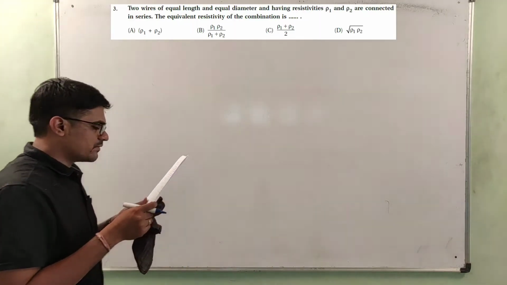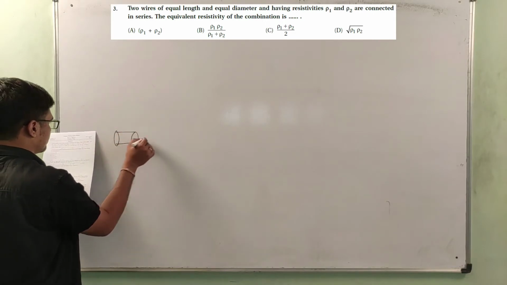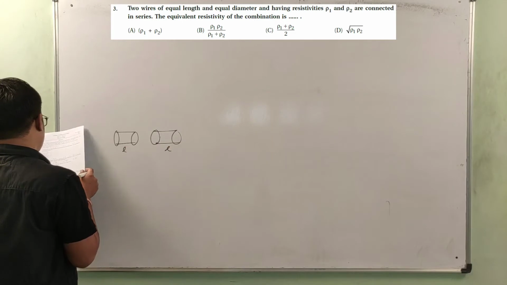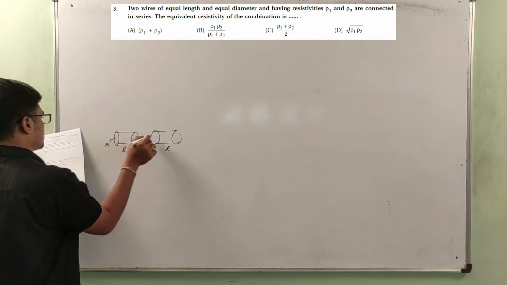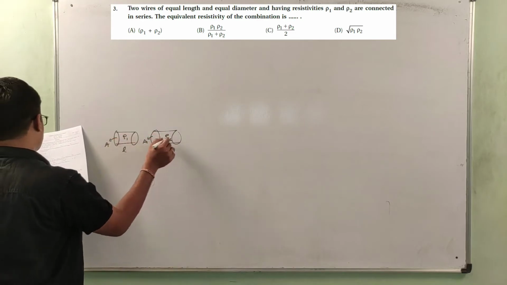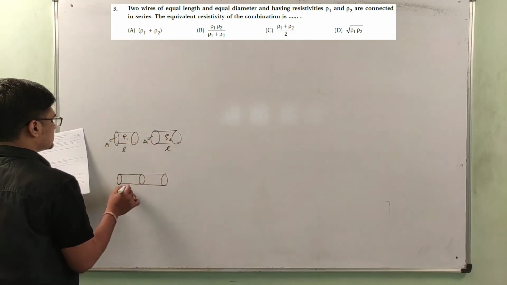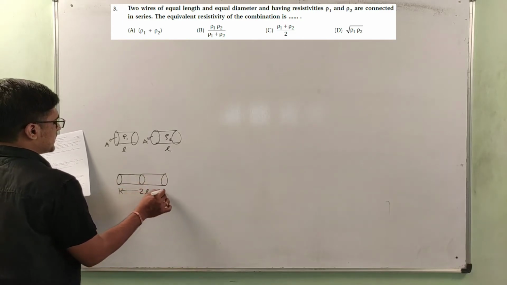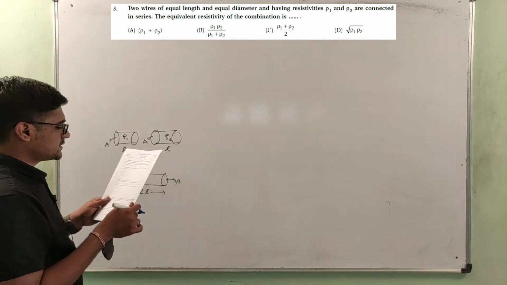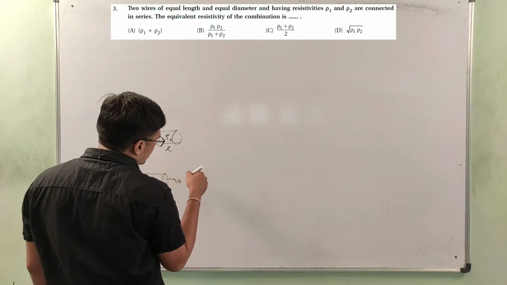Two wires of equal length. So lengths are equal, L, for both the wires, and equal diameter, so cross section area is also the same for both wires. Having resistivity rho 1 and rho 2, they are connected in series. If both wires are connected in series, then the total length becomes twice L, but the cross section remains the same, A. So the equivalent resistivity of the combination is, we know the formula for equivalent resistance.